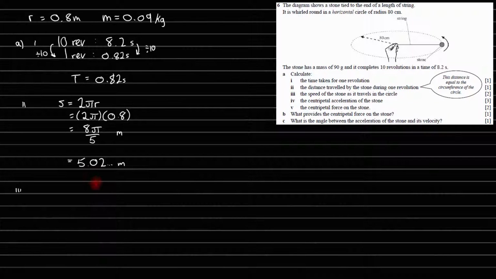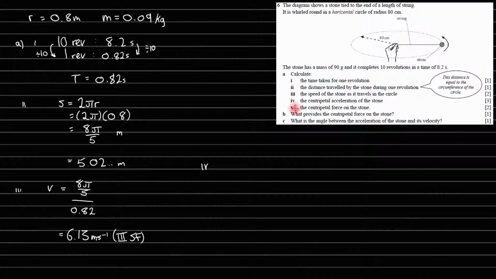Part 3. We're asked to calculate the speed of the stone as it travels in the circle. Well, here we have a distance, we have a time, and so quite simply, the speed can be said to equal distance over the time, or 8 pi divided by 5, all over 0.82, and that will give you a result of 6.13 meters per second, quoted to 3 significant figures.